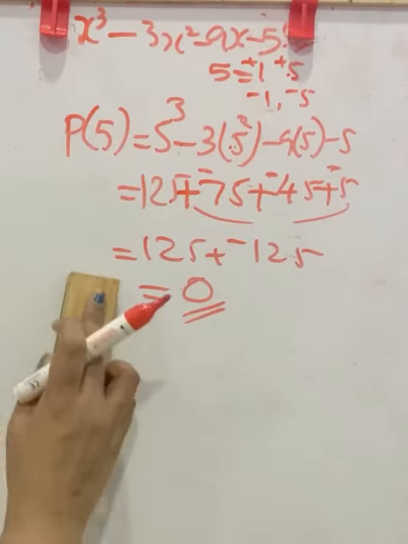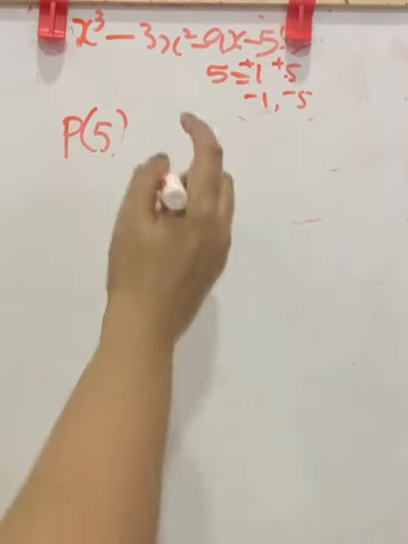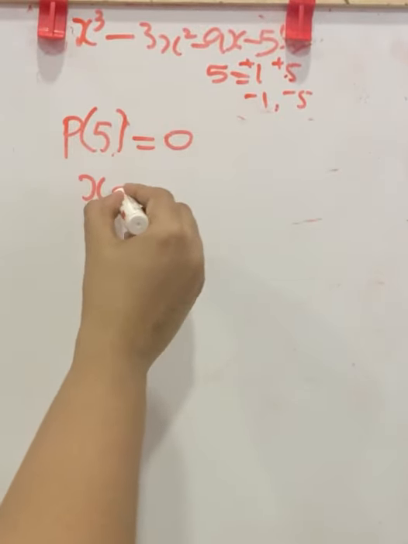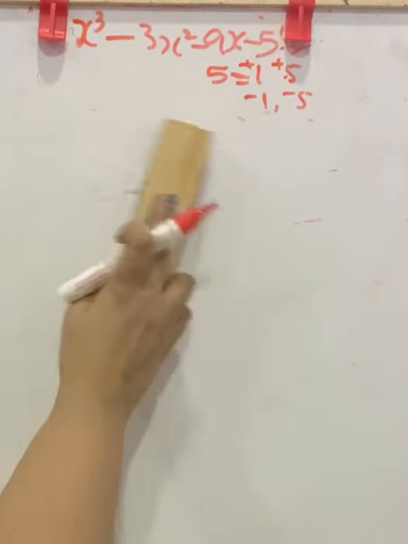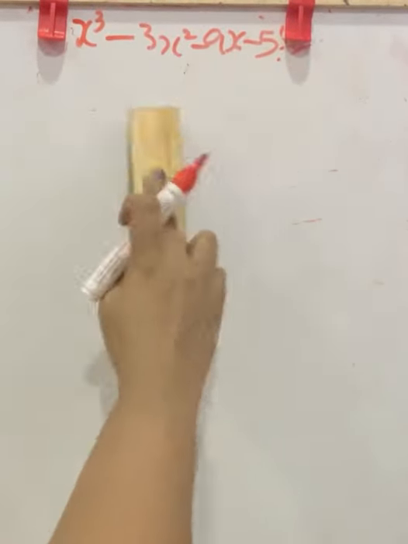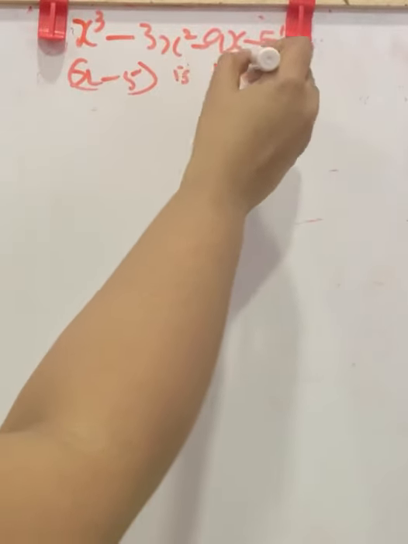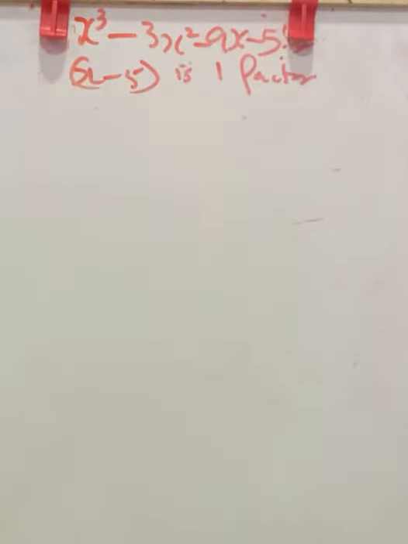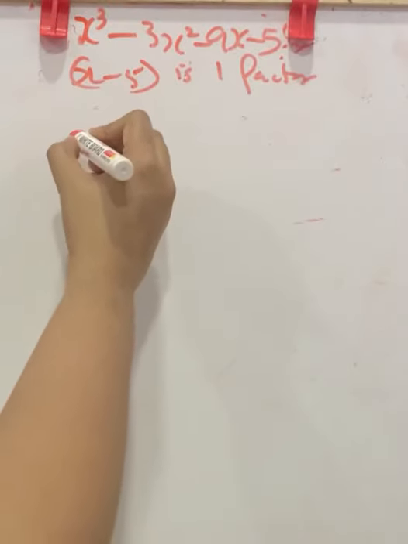When p of 5 is 0, what about the factor? According to the factor theorem, if p of 5 is 0, then we can say x minus 5 is a factor. So in this cubic polynomial, we got one factor as x minus 5. We need to find the other two factors. For that, we have to divide this polynomial by this factor. That is the next step.